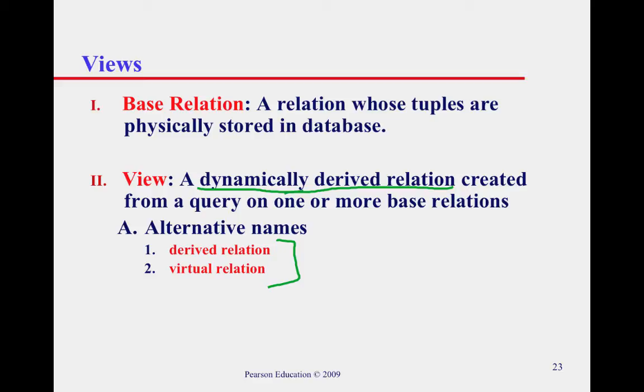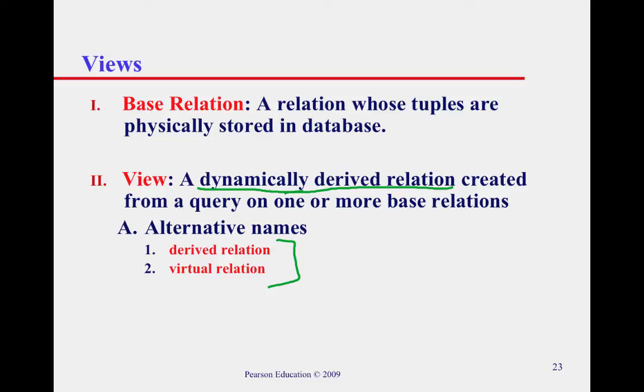Okay, and alternative names for a view are a derived relation or a virtual relation. And they are created from a query on one or more base relations. So it doesn't have to be derived from a single base relation. I could say, give me a view that lists the names and salaries of all staff who work at 163 Main Street.